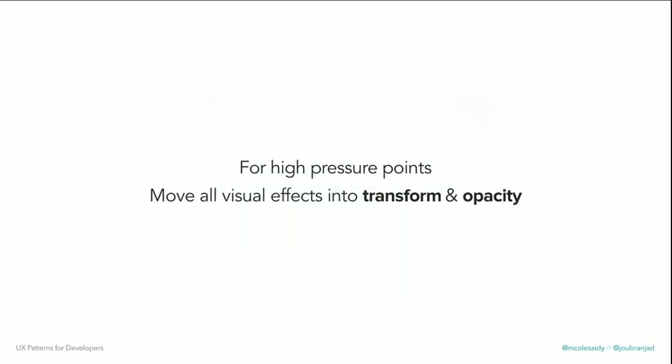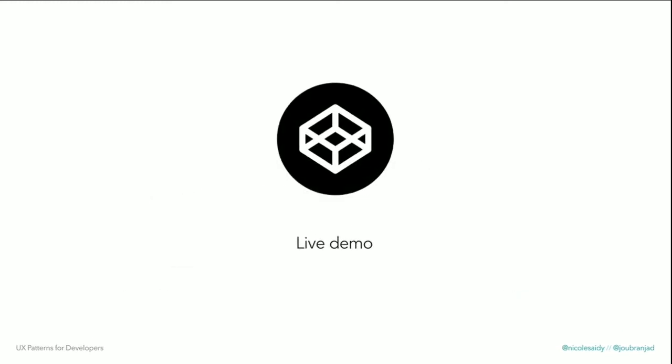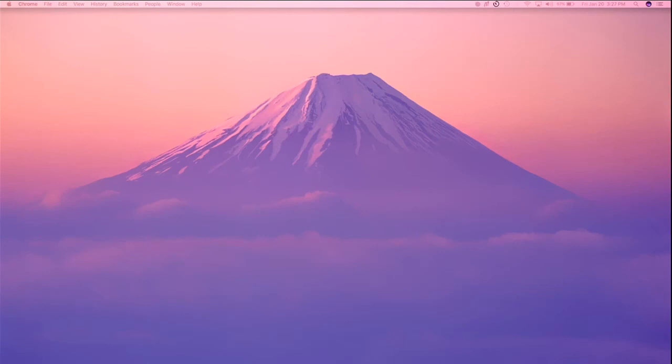So what does it mean for us as developers? It means that whenever we have a high pressure point, we have to always think in terms of these 4 properties. So never think about animating using width or height. Always see if you can do it using scale. Never try to move the element using top and left. Try to do it using translate. So I've prepared a small demo here, and I'll show you why it's actually important to do this.